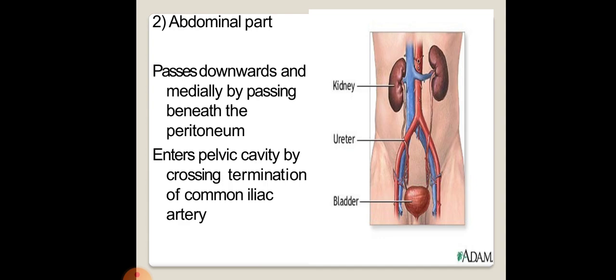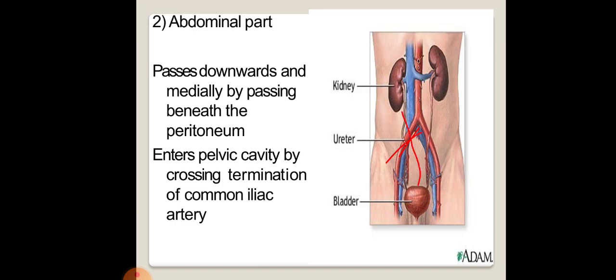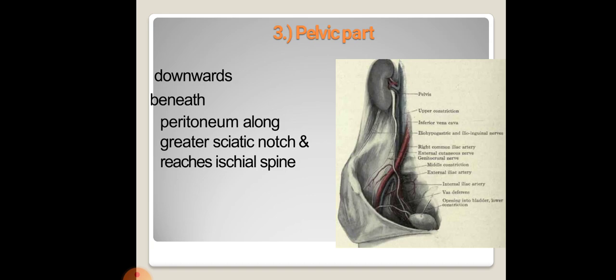Now the abdominal part of the ureter. It passes downwards and medially beneath the peritoneum. It enters into the pelvic cavity by crossing the termination of the common iliac artery. Here we can see the termination of the common iliac artery, and it passes medially to enter into the pelvic cavity.